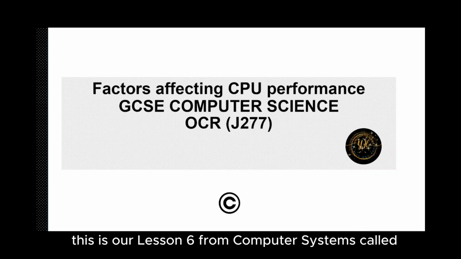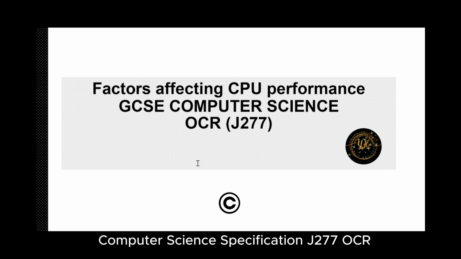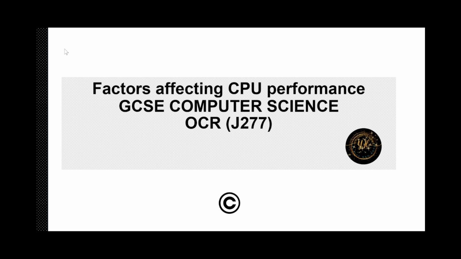This is our lesson 6 from computer systems called Factors Affecting the CPU. Remember, we are following the GCSE Computer Science specification J277 OCR.